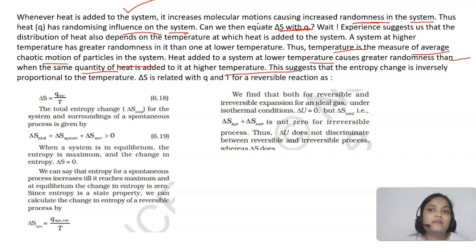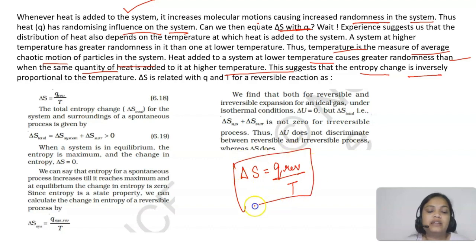So it means that the entropy change will be inversely proportional to the temperature. So हम entropy को define कर सकते हैं Q reversible upon T. Like for a reversible reaction, we are writing heat upon T. So the total entropy change for any system and surroundings for any spontaneous process is greater than 0. Or it should always be greater than 0, means entropy change would be positive.